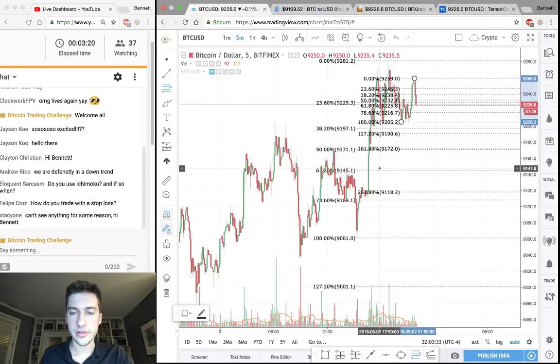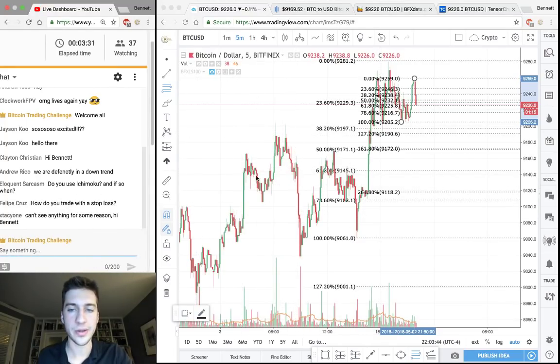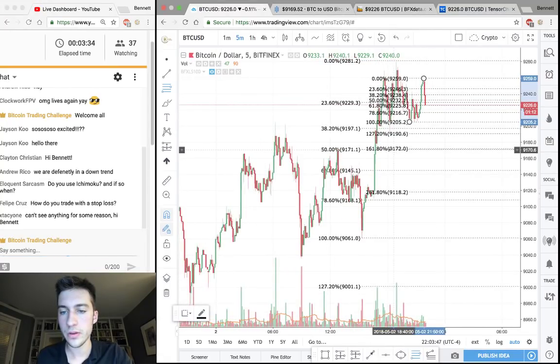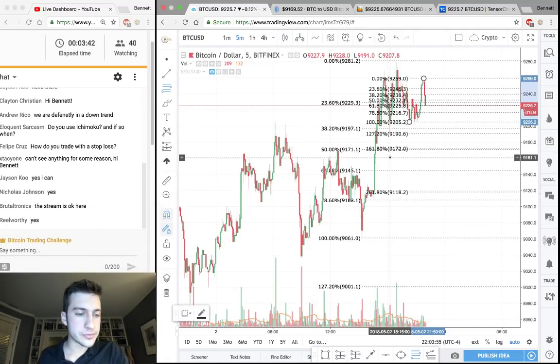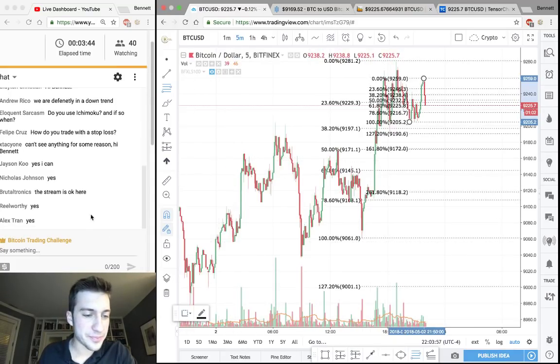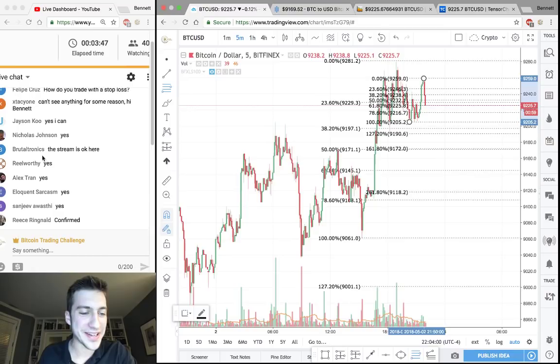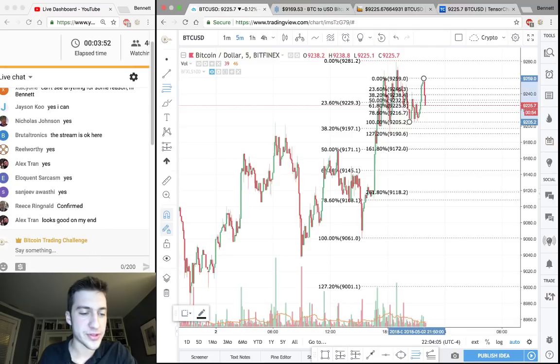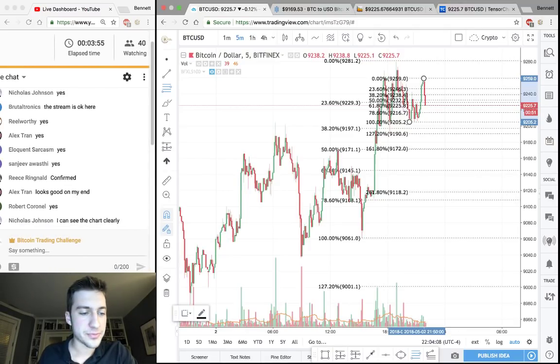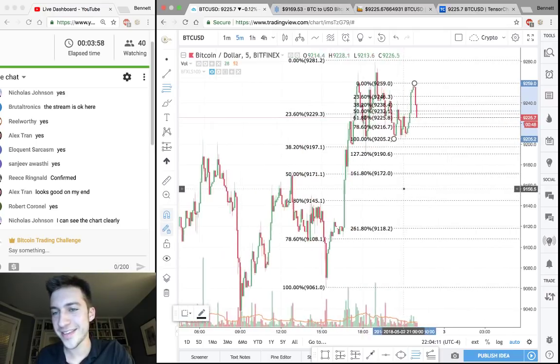Can't see anything for some reason. Can you guys see the screen? If you can see both screens, then comment that you can. If not, I'm going to have to change it around and redo it. So let me know if you guys can see it. Yeah, everyone else can see it. I think it's just one guy who couldn't see it or something. Okay, definitely get it now.